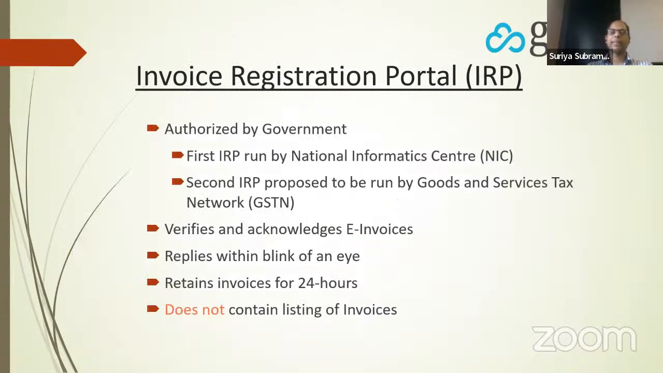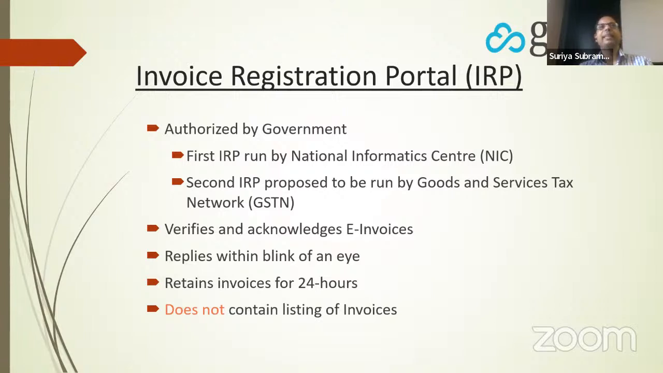So the first IRP is run by NIC. More IRPs will come in the future. That is the expectation. The IRP verifies the invoice and acknowledges the e-invoice. What is the time that the IRP takes to reply? You can think it is the blink of an eye. It is about 100 to 200 milliseconds. In that short amount of time, the IRP will do everything and get back to you that it's a valid invoice. Okay.